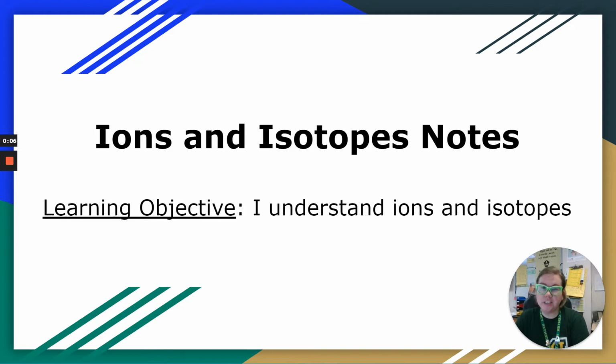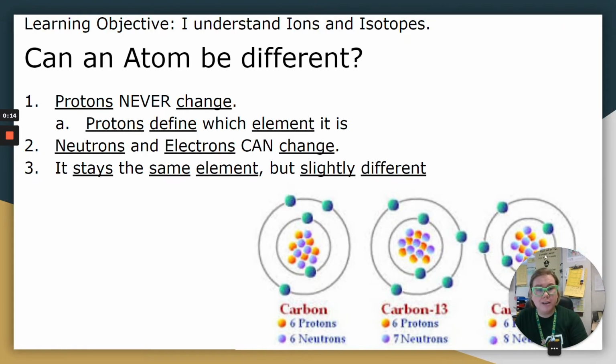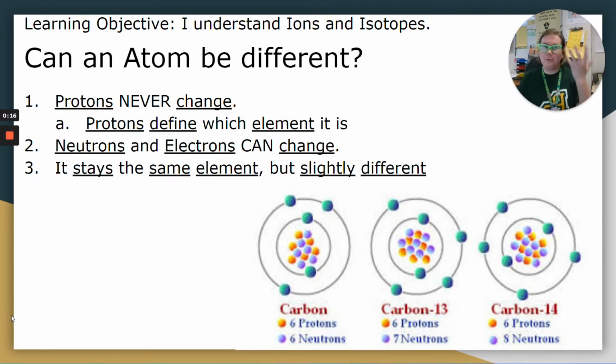Our learning objective for these notes is that I understand ions and isotopes. These are something you maybe heard about in other classes, but are probably new terms to you. So we are going to learn what they are or add to what you already know. So first of all, can an atom be different?